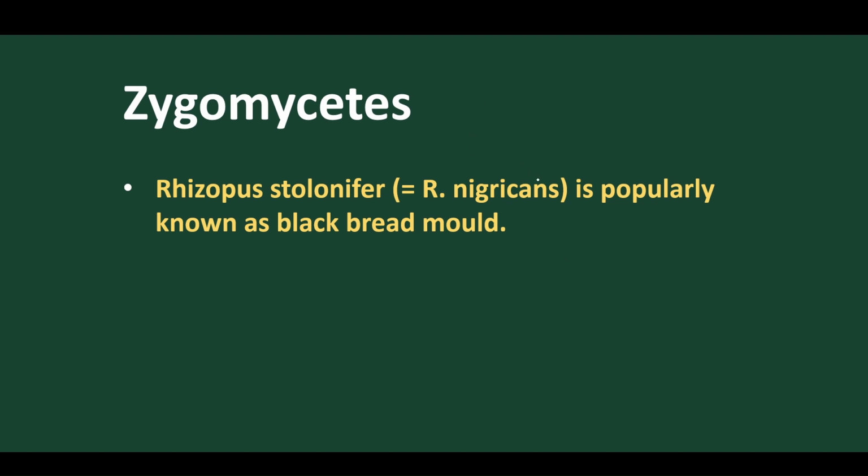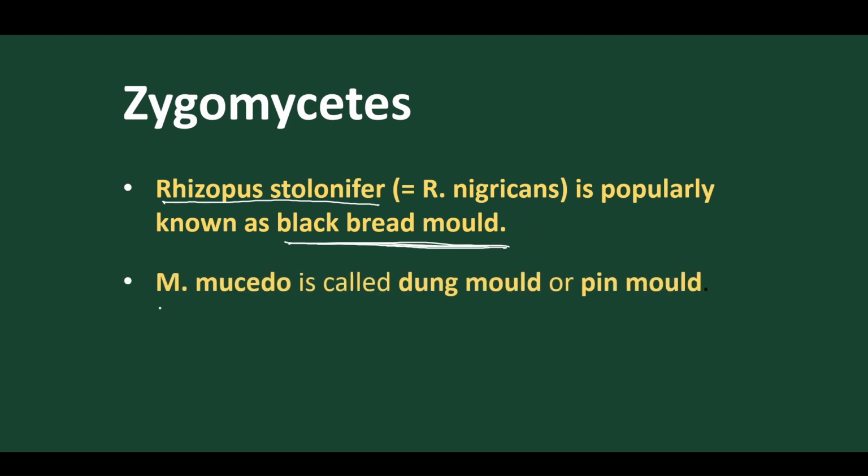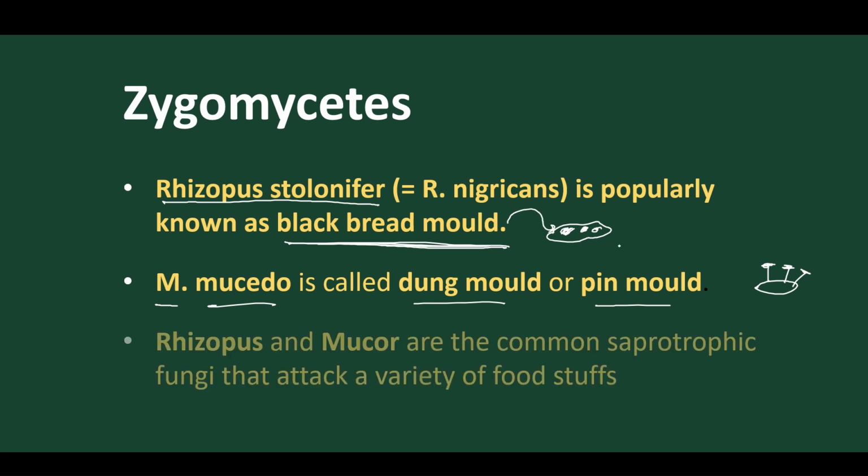Some important points about Zygomycetes, and we know Rhizopus stolonifer is a group of Zygomycetes which is popularly known as black bread mold. Very important question. That is Rhizopus stolonifer or nigricans. They are called as black bread mold. Mucor mucedo is called as dung mold or pin mold because on cow dung we find this looking like a pin-like structure. But when we find the bread, some black structures are present on the bread patches, and this black patches is due to this Rhizopus stolonifer.